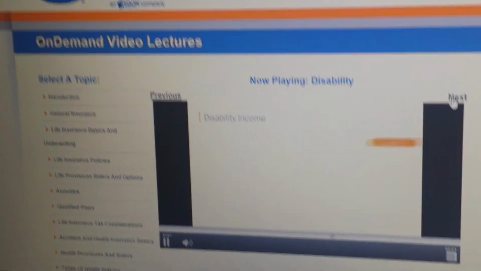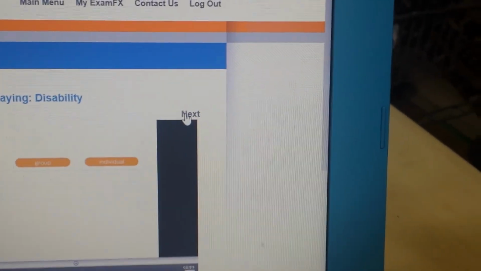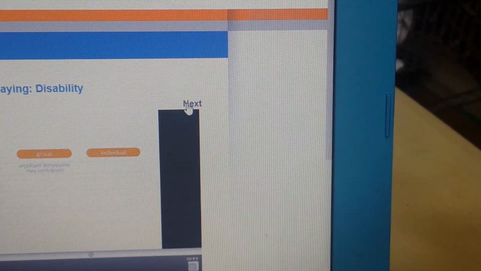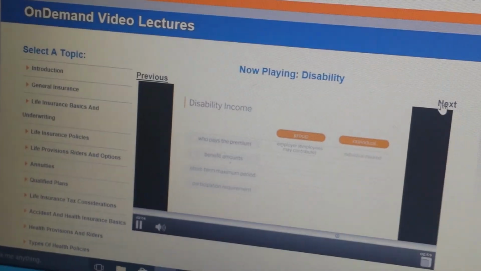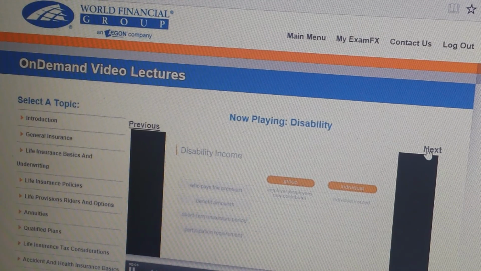Disability income. Let's look at the difference between group and individual because there's always going to be some differences. For example, who pays the premium? On group, it's the employer. Sometimes the employees may contribute. It depends on how the plan is structured. If it's an individual policy, of course, you're going to pay the premium on your individual policy.